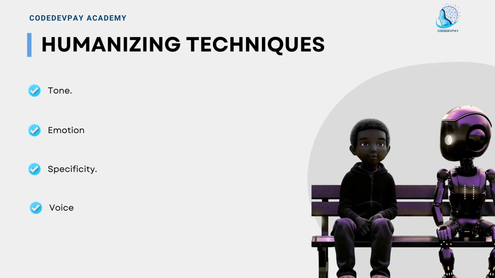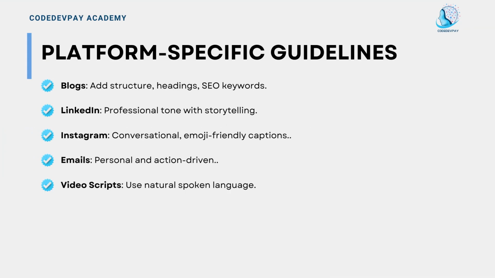So let's say we are editing for some specific platforms. What are some guidelines that we can look at? So for blogs, you add the structure, headings, and the SEO keywords that you want in there. LinkedIn, the tone should be professional with the storytelling vibe. Instagram should be conversational and emoji friendly captions. Emails should be personal, accent driven, and video scripts should use natural spoken language.